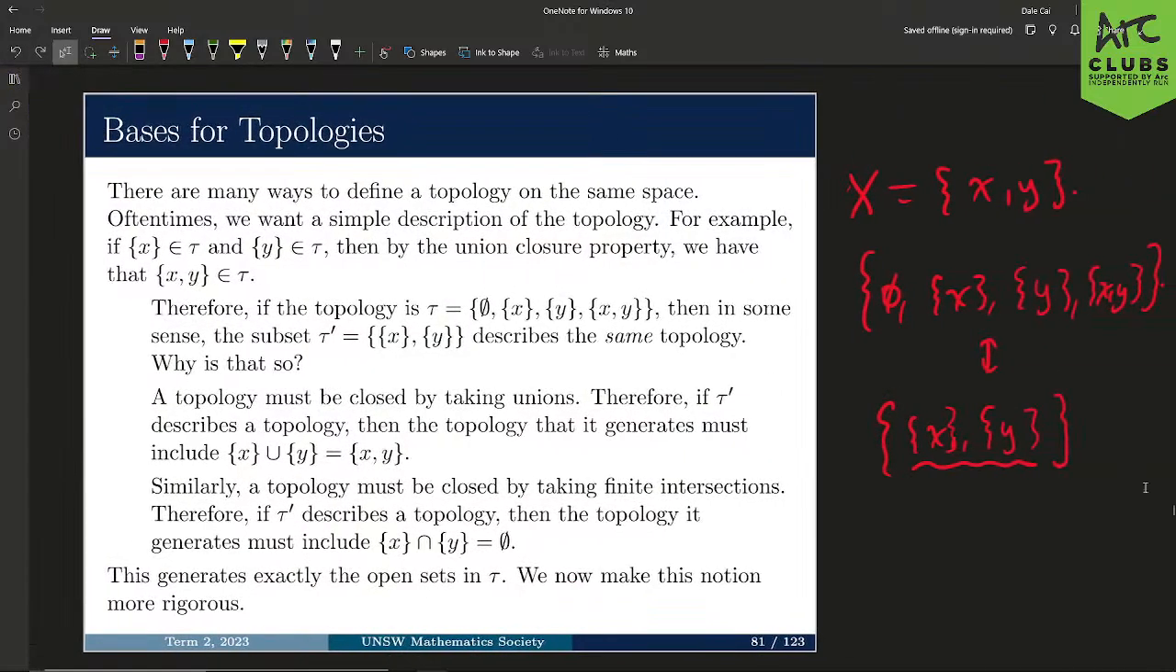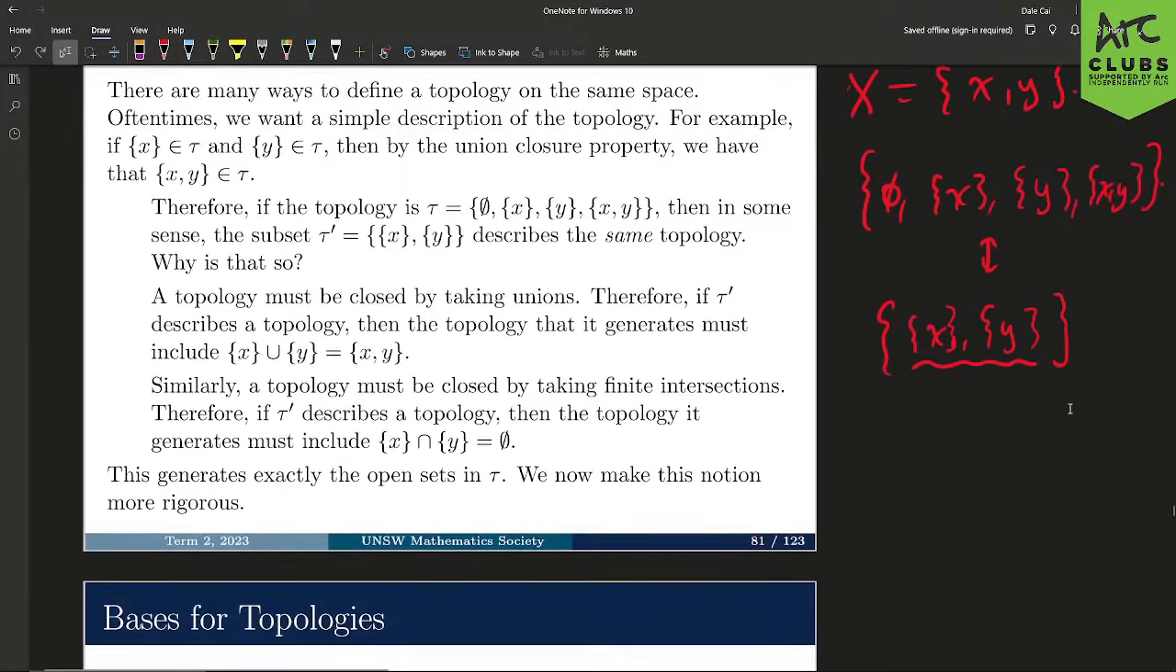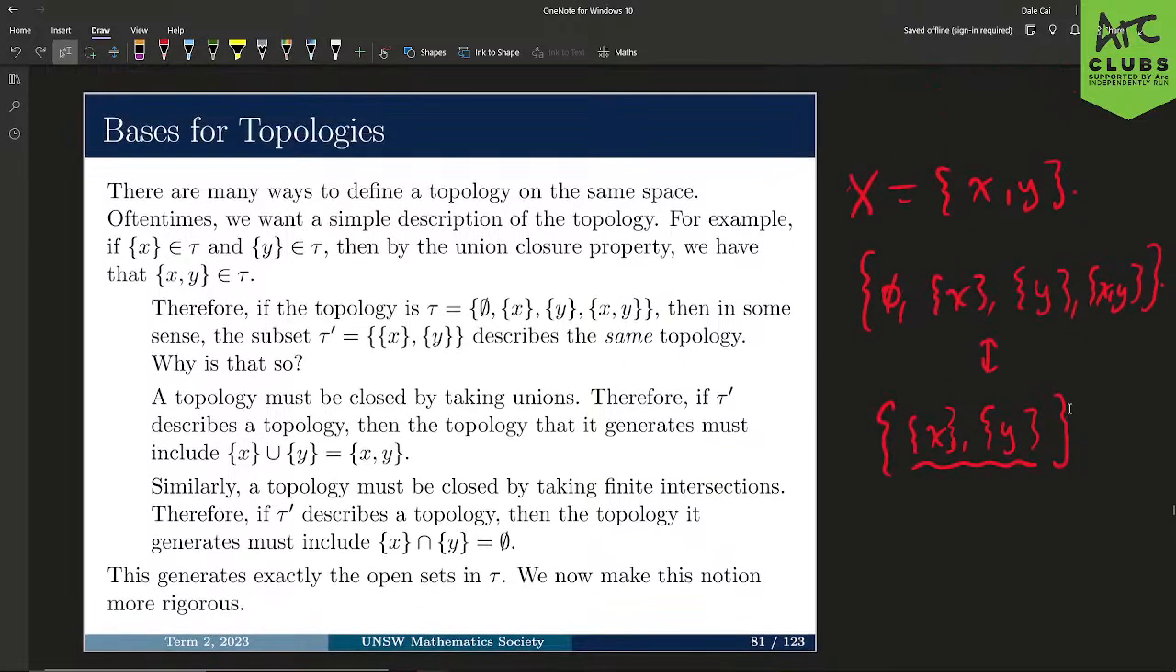Sorry, okay. We can either take the intersection, which gives us the empty set, or the union, which gives us this, and that kind of makes the same thing. So we want an idea of how to generate a topology. These are things we call bases, which are similar to bases in vector spaces. They're kind of like the building blocks of the topology.